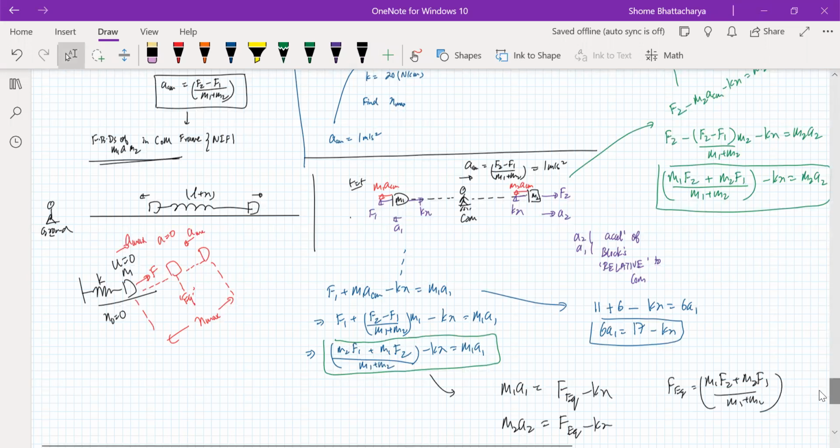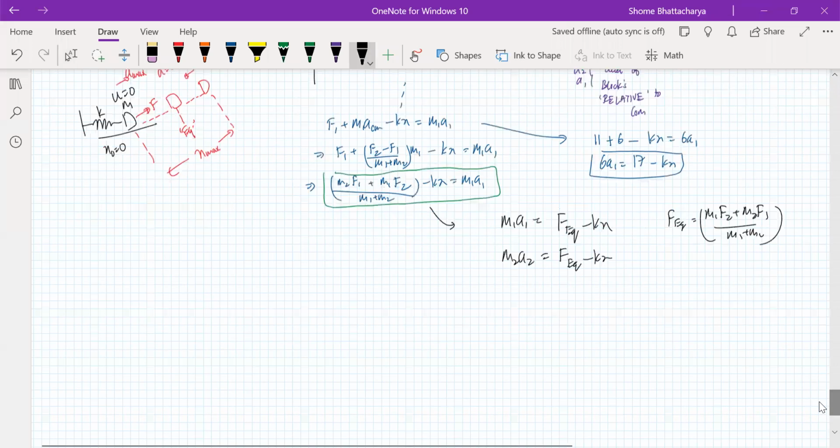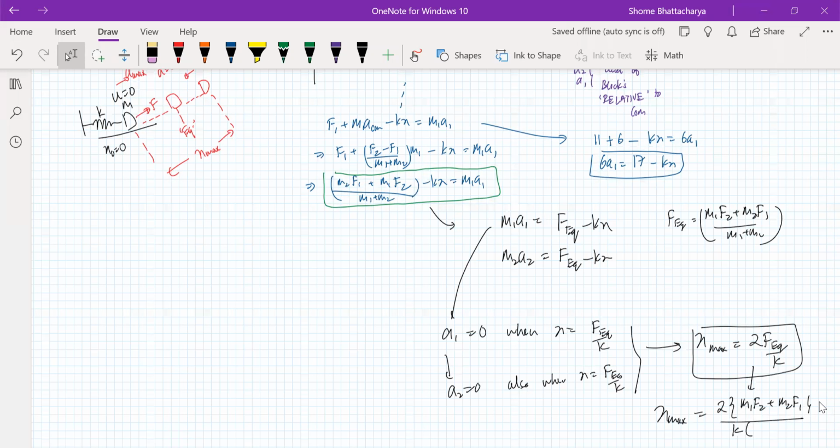Now the idea is that whenever we have a system which behaves like this, we will see that acceleration A1 becomes 0 when x is equal to this equivalent constant force divided by k, and simultaneously A2 also becomes 0. It's the same. So now from this we should be able to directly conclude that the maximum value of x will be twice of this. Now how will we be able to conclude that? Because this is a shortcut we are using. I'll show you next. So F max will come out to be twice of this term, M1 F2 plus M2 F1 upon M1 plus M2, and there's also K. So it'll be like this.